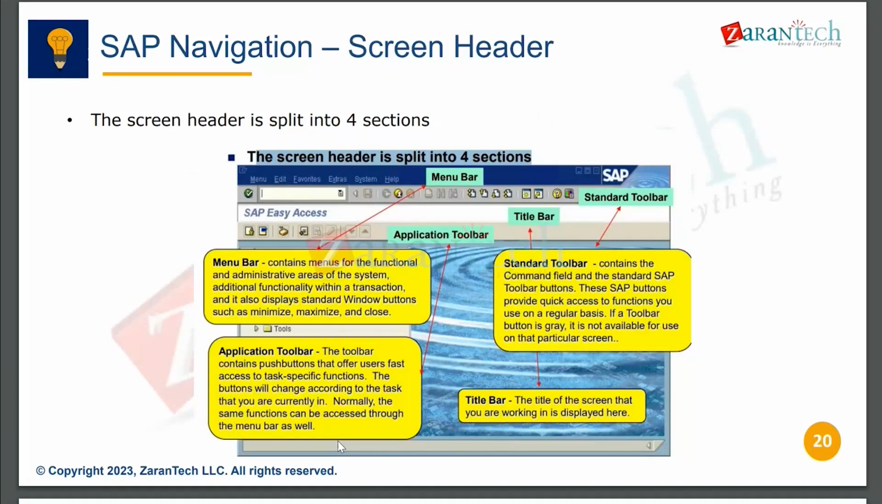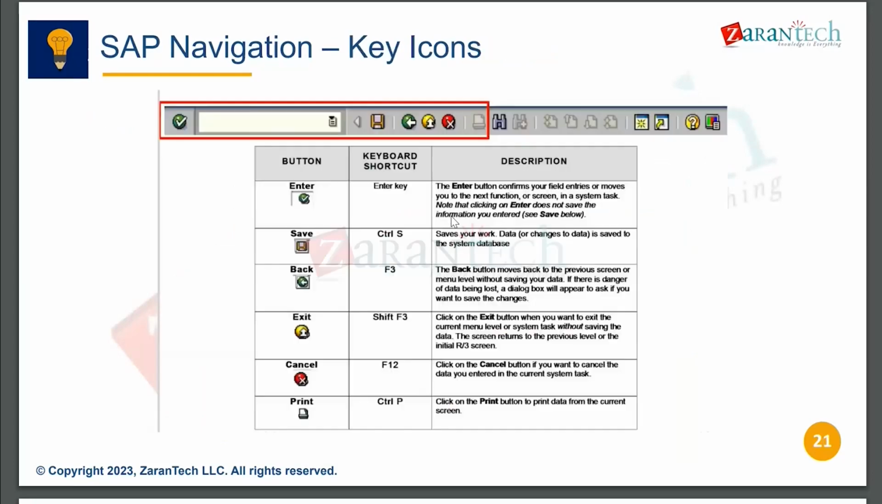Okay, so this is the menu bar where you have some additional buttons. If you click those buttons, you can navigate to different functionalities. Then there is the application toolbar and title bar. For each session, you have one title bar with respect to your transaction. And these are the different types of buttons: enter button, save button, back button, exit, cancel, print button.